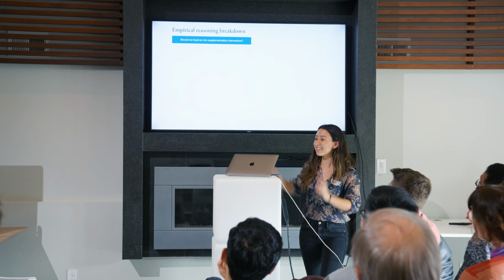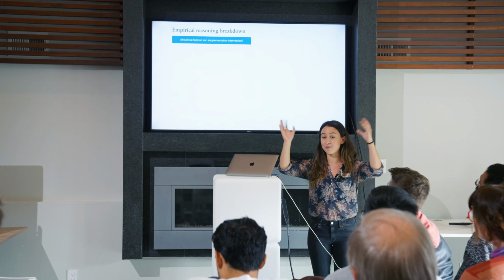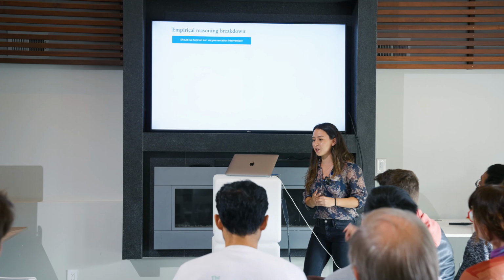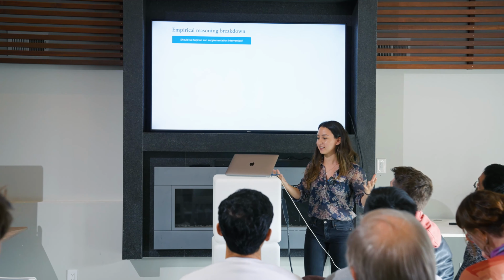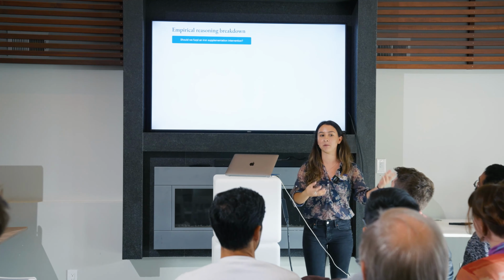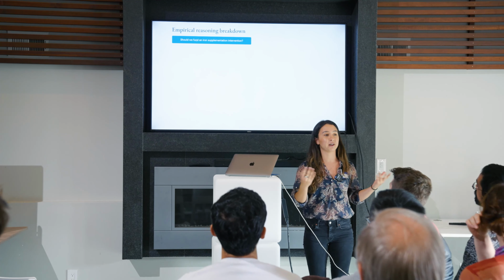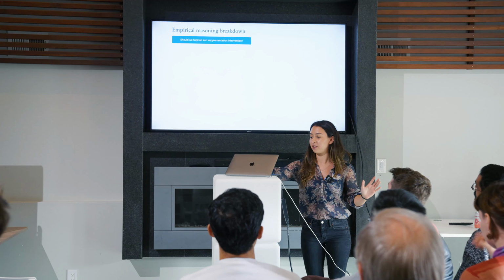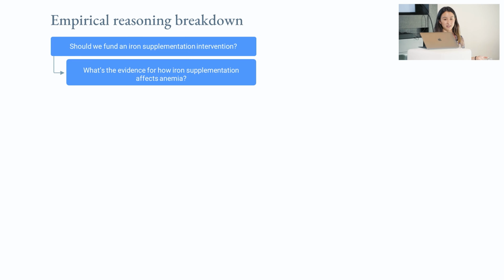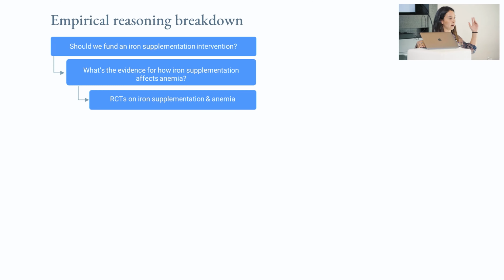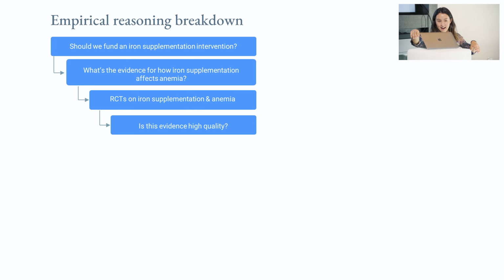Here's an example to make it concrete of the kind of breakdown that we're trying to emulate with Elicit. A pretty important question you might ask is something like, should we fund iron supplementation interventions? The first thing you want to know is what evidence exists out there for how iron supplementation might affect anemia, for example. So let's find all the papers that contain relevant evidence, for example randomized control trials on iron supplementation and anemia. Then for each piece of evidence, you want to know, is this evidence actually high quality? Can I trust it? Can I update on it?